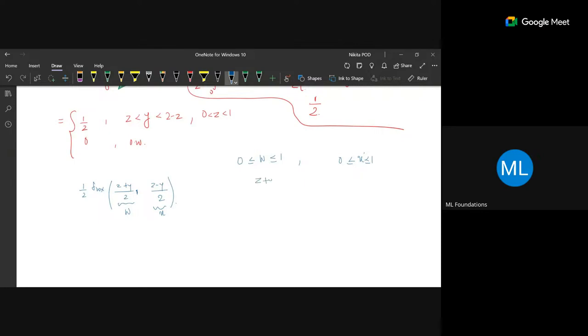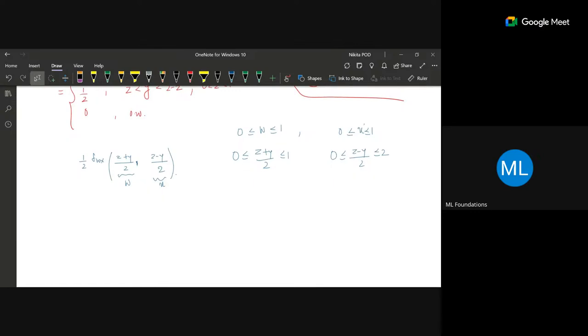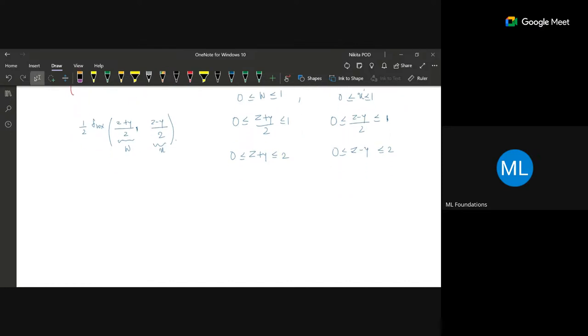So w, which is z plus y by 2, is less than or equal to 1, and greater than or equal to 0. And this is z minus y by 2. This should also be less than or equal to 1, and greater than or equal to 0. Fine. So from here, what do you get? You get z plus y between 0 and 2. From here, you get z minus y between 0 and 2. Right? So you can draw the figure.